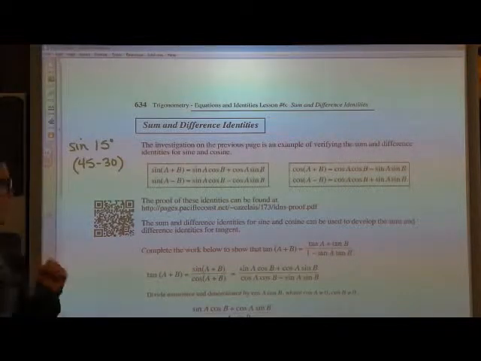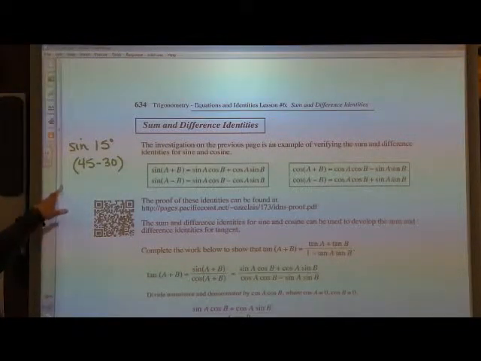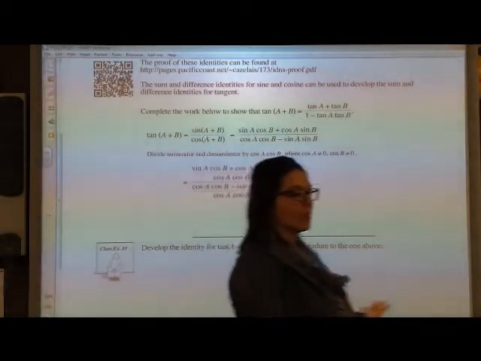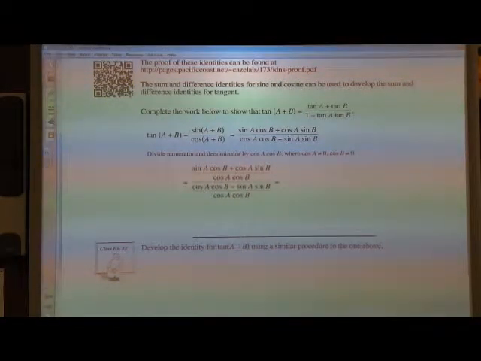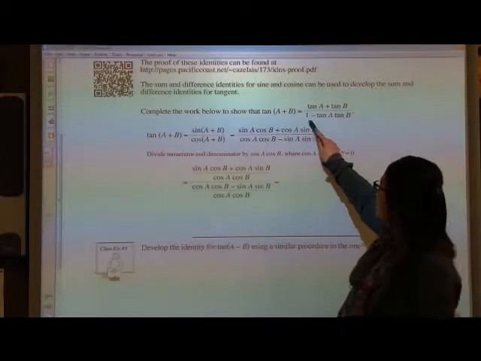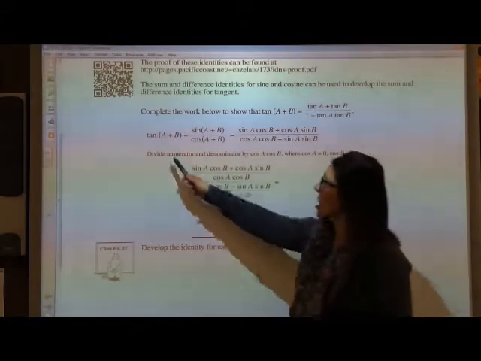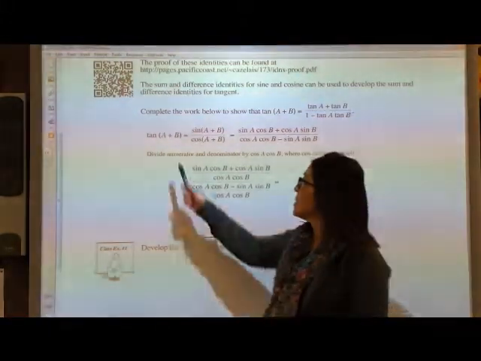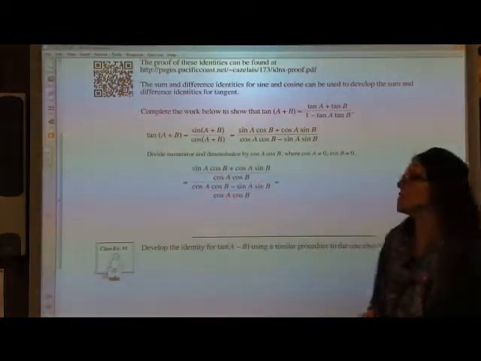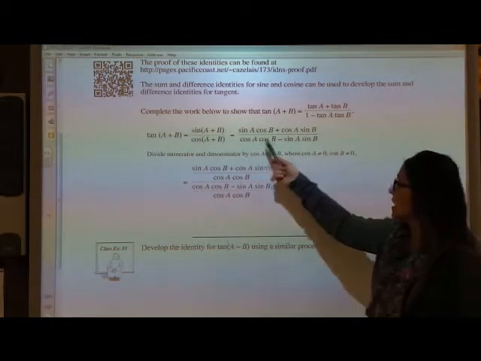Okay? Then there's also the sum and difference for a tangent. And it says here the sum and difference identities for sine and cosine can be used to develop the sum and difference identities for tangent. So we're going to actually do both of them, tan A plus B and tan A minus B. So with the tan A plus B, this is what I want to show that it equals. So I start off with tan A plus B. Well, tan is the same as sine over cos. So I get sine A plus B and cos A plus B.